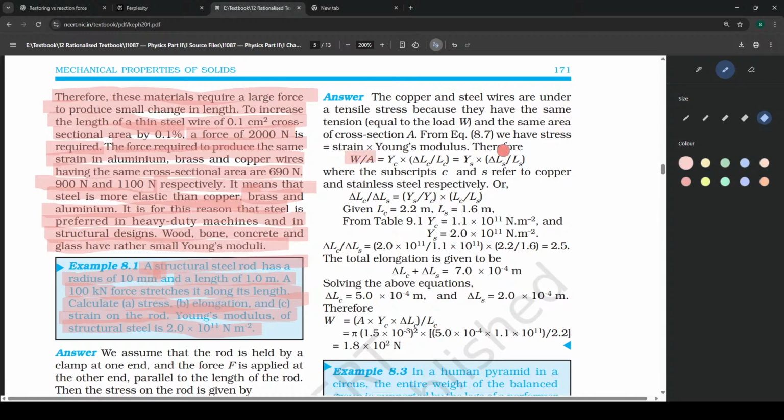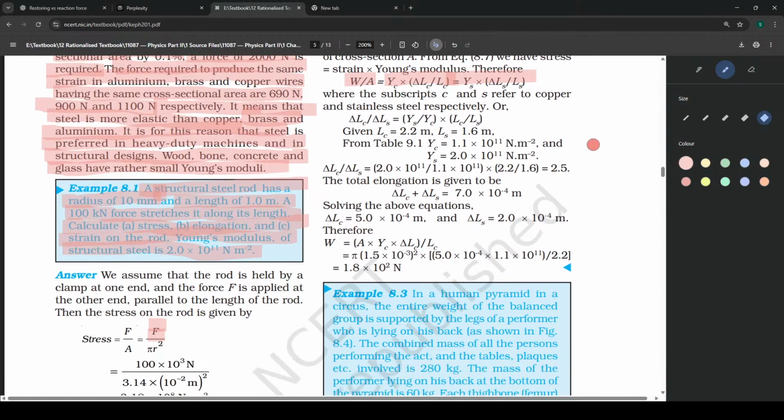We know that stress is the same for both of them. This is obviously because the area is the same and the force is also the same. Thus, the stress experienced in both of the rods will be the same. So these both we can equate. That is Young's modulus of copper into the change in length of the copper rod by strain, basically the strain formula. C and S refer to copper and stainless steel respectively, or basically we get delta LC by delta LS, which equals YS by YC into LC by LS.